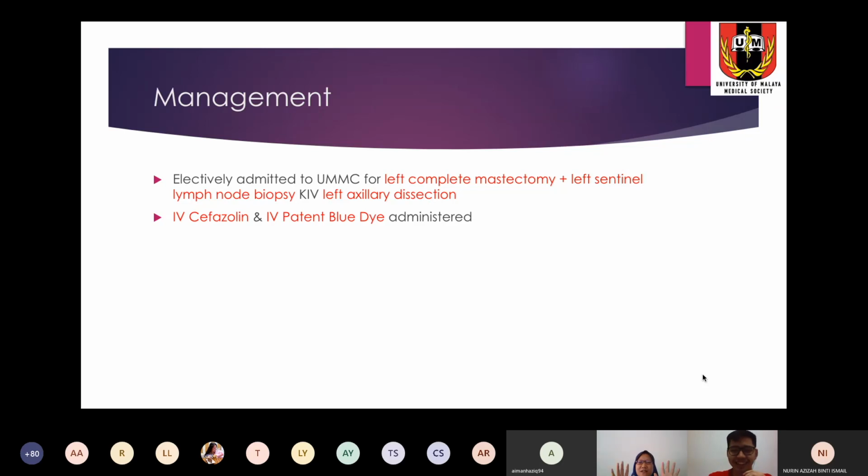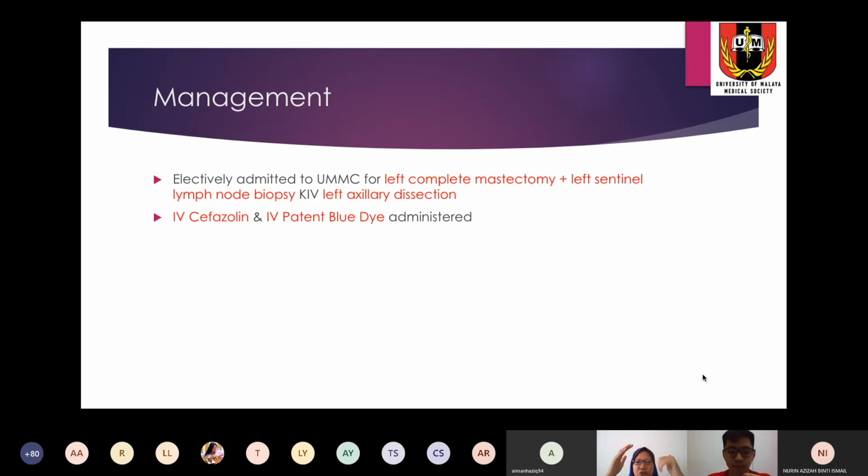Okay, just very simple basics for you guys, because most of the time in exams we don't really ask you in detail, but just remember these 5 things for breast cancer treatment. One is surgery, two is chemotherapy, radiotherapy, and hormonal therapy, and last but not least is targeted therapy.